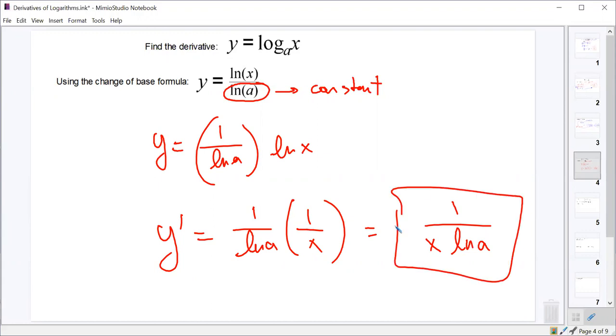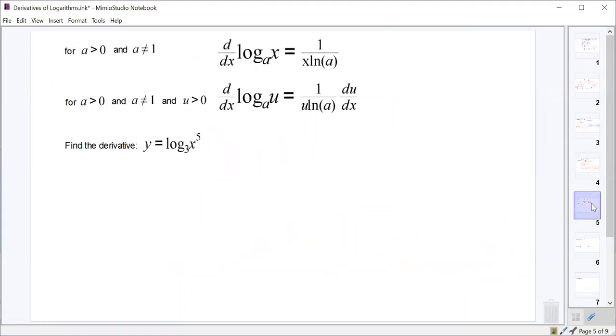Any questions on that? That is our base form for the derivative of log of any base of x. So if it was log base 2 of x, the derivative would be 1 over x times the natural log of 2. If it was log base 3 of x, it'd be 1 over x times the natural log of 3. And we should then be able to throw in the chain rule with this also. So if we have log base a of a function, we should get 1 over that function times the natural log of the base times the derivative of the function.